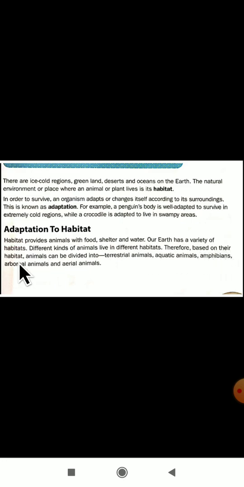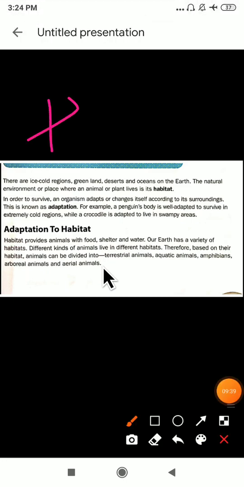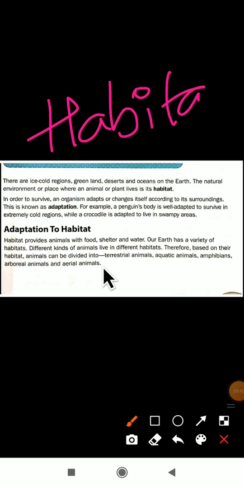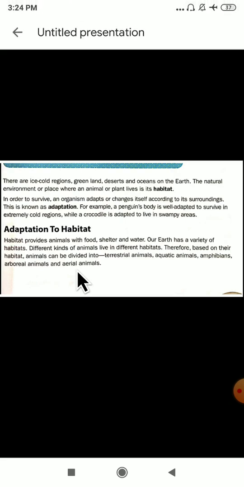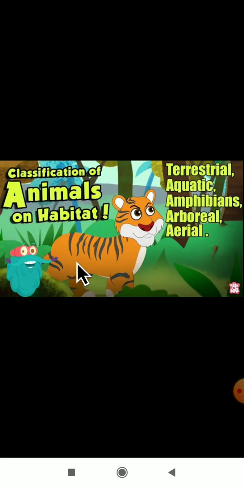Therefore, based on their habitat, animals can be divided, see dear students, depending upon the habitat, animals are classified into terrestrial animals, aquatic animals, amphibians, arboreal and aerial animals. Which are the classification of animals here? Therefore, based on the habitat, animals are categorized into terrestrial animals, aquatic animals, amphibians, arboreal and aerial animals. These are the classification of animals on habitat.